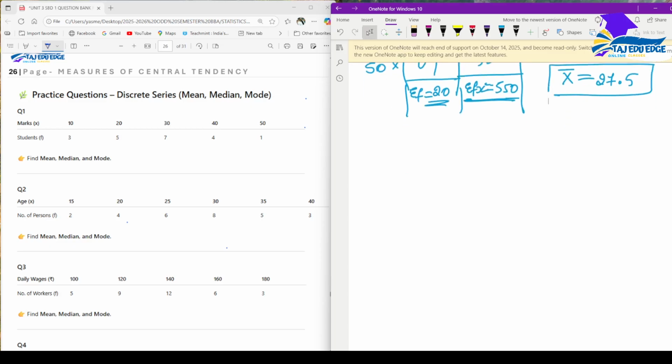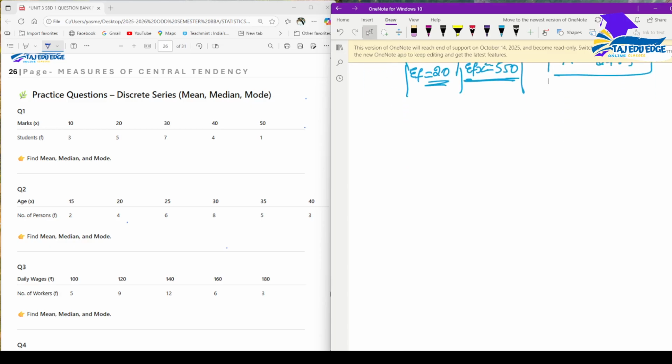So next we will solve the median. Okay, so median. First, what do we need to do? We need to write down x in ascending order.